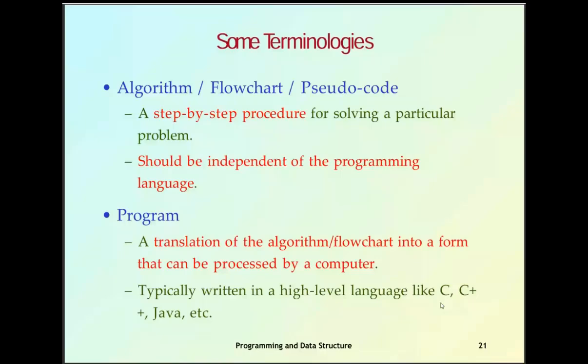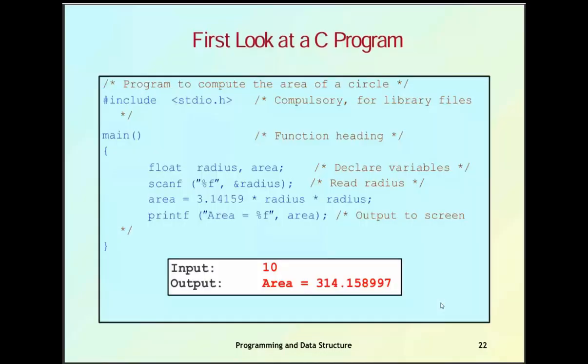Now let us have a very first look at a C program. If you see over here, the very first line. So what we have in this line? Program to compute the area of a circle. You know how to compute the area of a circle. Given the radius, you will use pi r square to find the area of a circle.